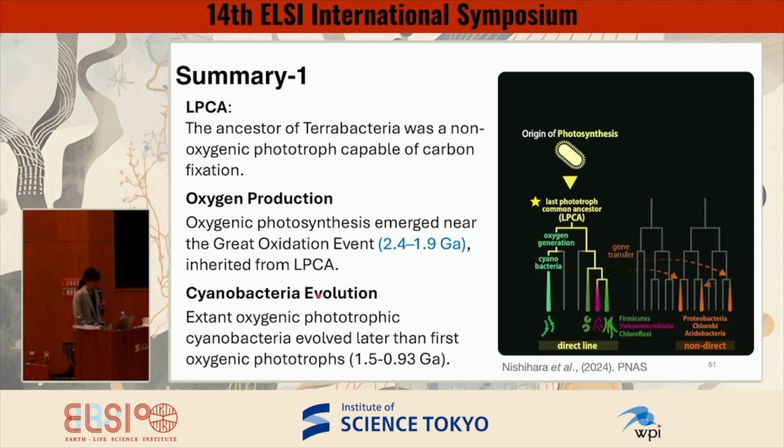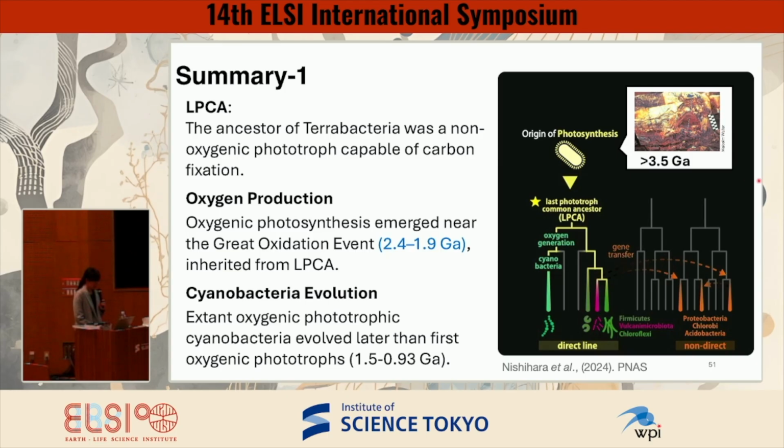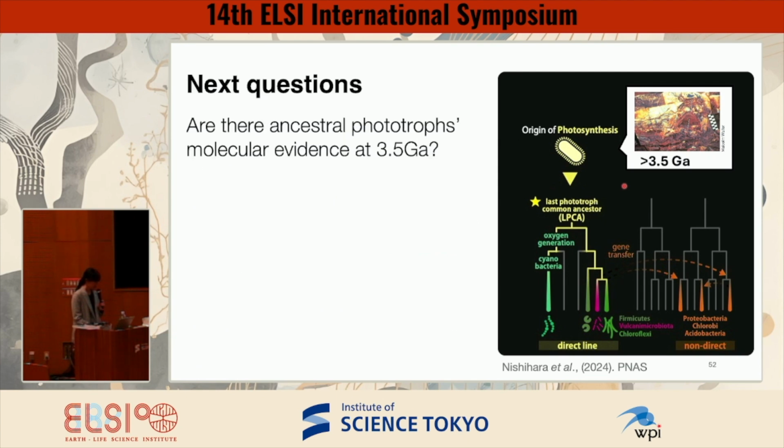It is important to note that LAPCA is not the origin of photosynthesis, but the last common ancestor that we can reconstruct and trace using phylogenetic data. Geological records suggest that photosynthesis predates LAPCA, indicating a gap that likely corresponds to extinct or unsampled early phototrophic lineages. This raises a question: is there molecular evidence of ancestral phototrophs at 3.5 billion years ago? And if so, which proteins can trace that deep past?